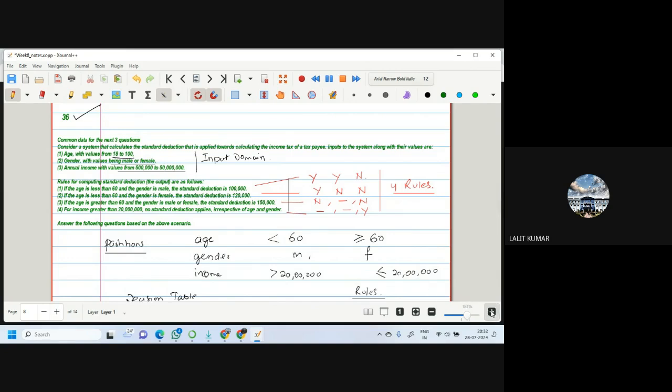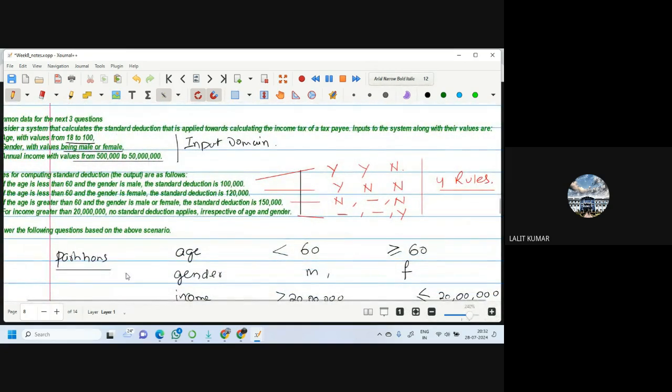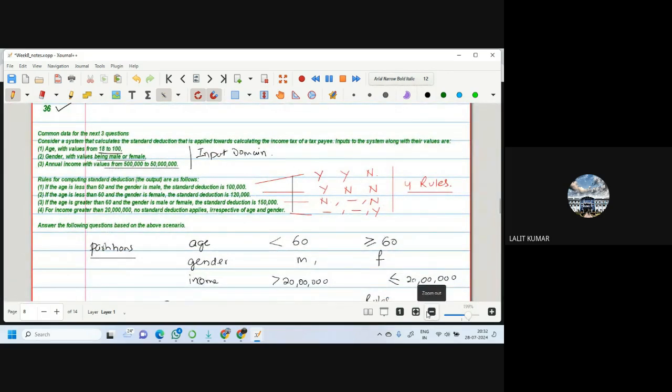Just pay attention here. This is from GA only. Now here you see they have given the domain. This is the input domain. Age is 18 to 100. Gender values: male or female. So this is the domain they have given, that it can be either male or female. Age can be from 18 to 100 only. Annual income from 500,000 to this much here. And now these are the things on the basis of which we have to make the partitions.